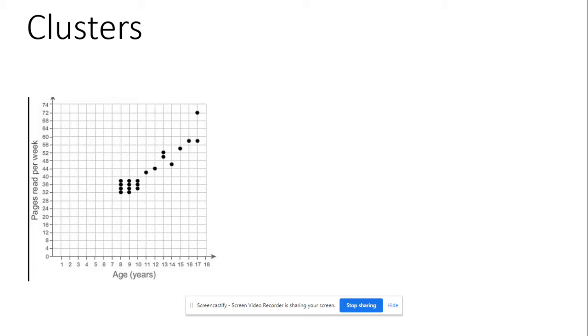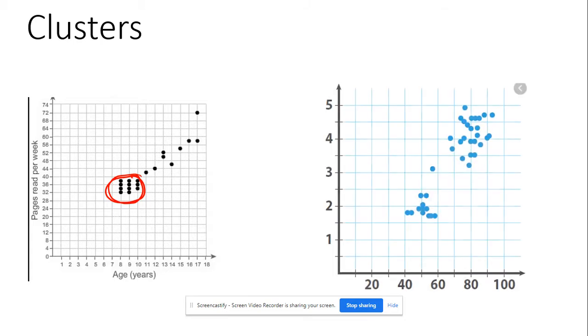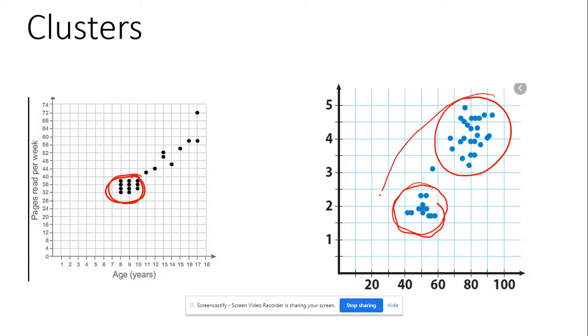So here we have several things going on. We got all of this data right here, but actually our cluster is right here where all this data falls in like a big group. So there's our cluster. Now over here, we got a good cluster right here where all the data kind of falls together and another cluster right here. This would not be an outlier because this whole entire thing is my data. So don't think that's an outlier. We just got two clusters of data.